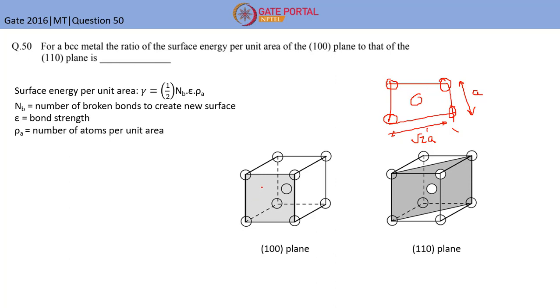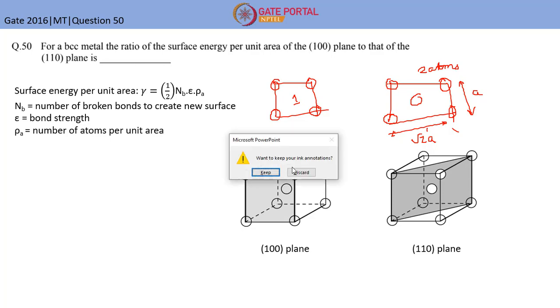And here also similarly you can see this projection will be a square consisting of 4 atoms. Now you have to see how much comes into this square. So this is 1 by 4th, 1 by 4th, 1 by 4th, 1 by 4th. So it accounts for 1 atom in this plane, and this accounts for 2 atoms. I hope I cleared your doubt. So you have to take a 2D projection.